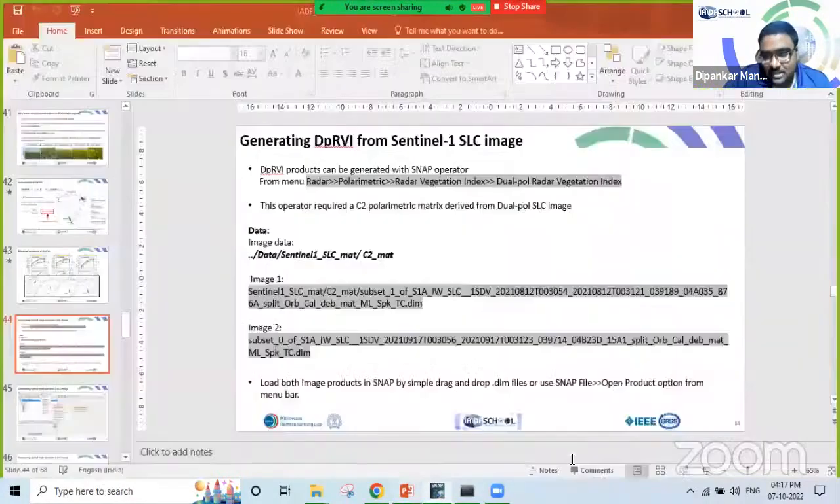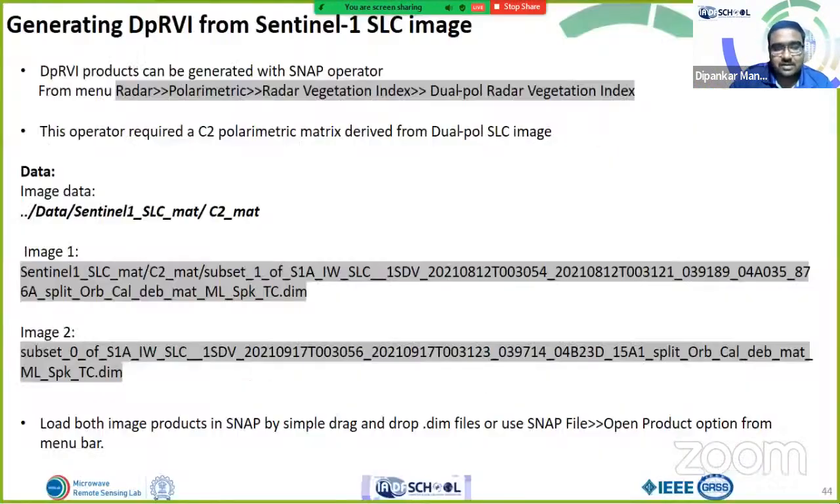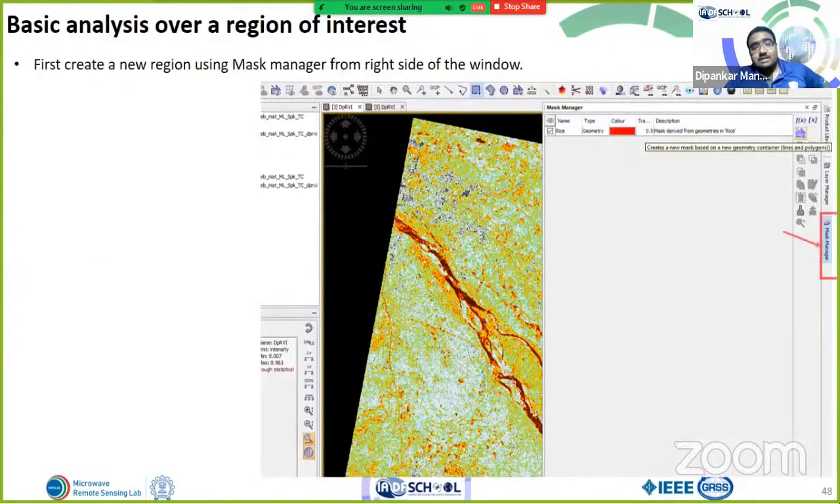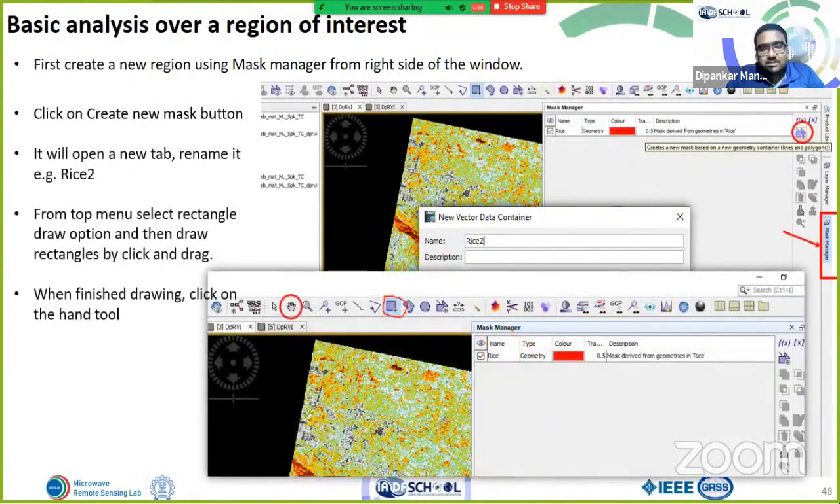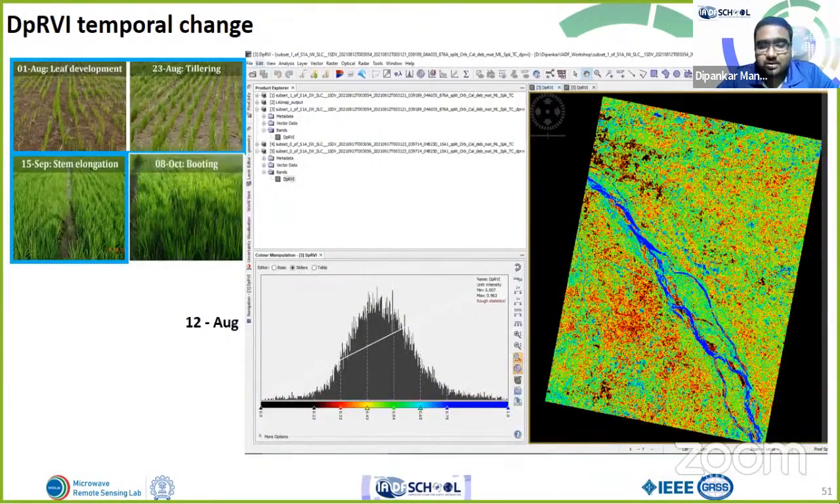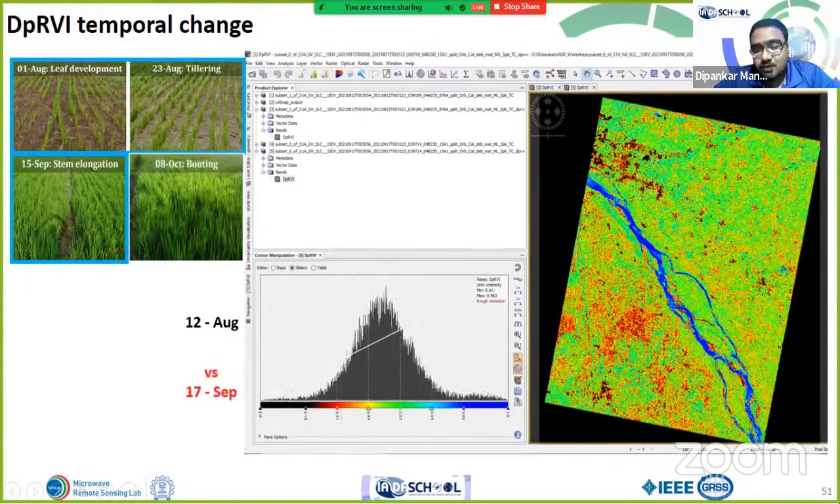Now, if we generate a multi-temporal image out of it, you can see here how these things are varying over different dates. So this is a 12th August image over the same region, and this is 17th September. As you can see, this area, particularly on the right bank of this river, which is grown as rice, has indicated higher DPRVI values on 17th September.